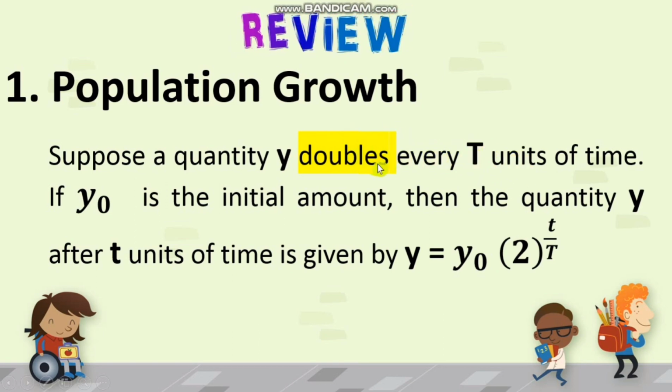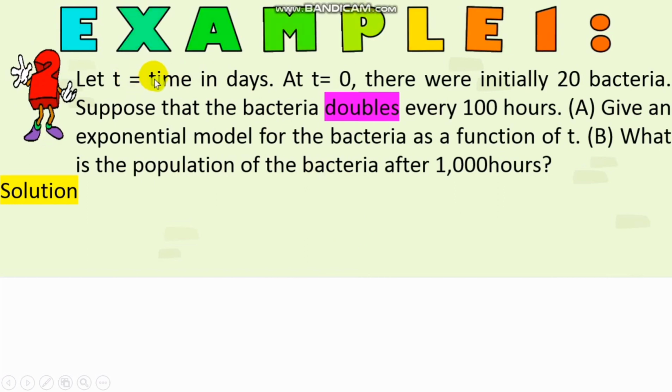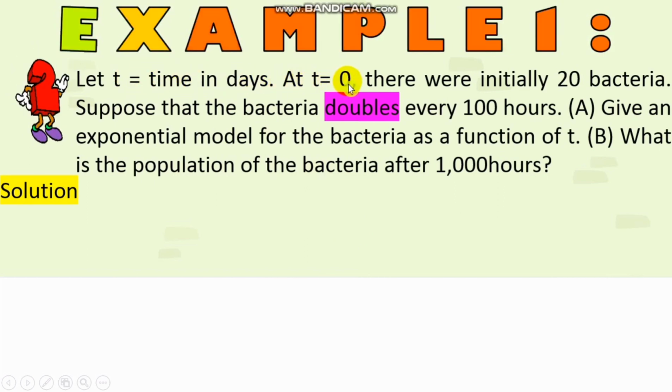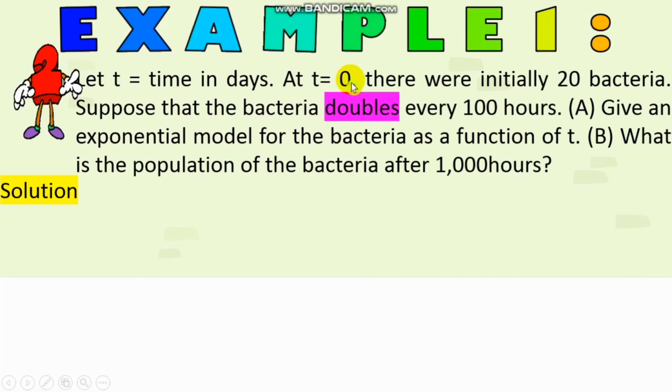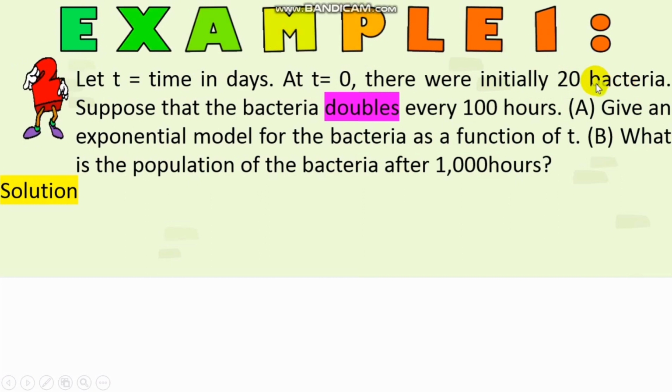Let's take this problem here. Let t is equal to time in days. So, at t is equal to 0, so 0 days. So, first, wala pang araw yon. There are initially 20 bacteria. So, ibig sabihin, initially, meron kang 20 bacteria. Ito na yung y sub 0 mo, the initial population.